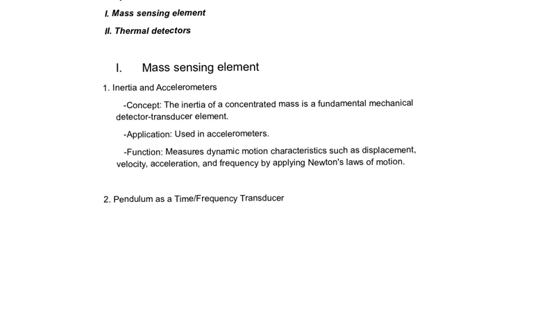So the application is it is used in the accelerometer, and the function of the mass sensing element is to measure the dynamic motion characteristics such as displacement, velocity, acceleration and frequency by applying Newton's law of motion. So this is a short note on the mass sensing element. So we have different categories here again: inertia of accelerometer, pendulum and time frequency transducer.